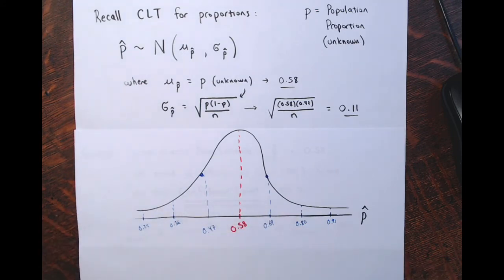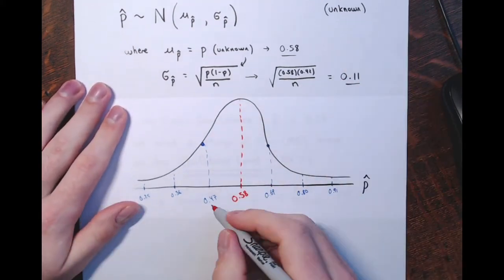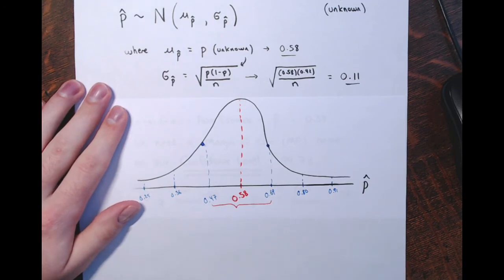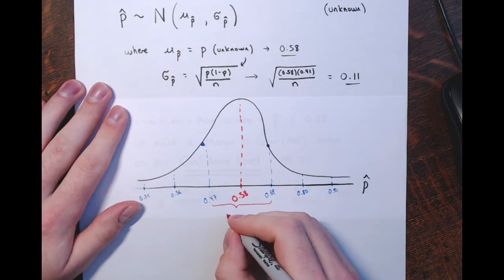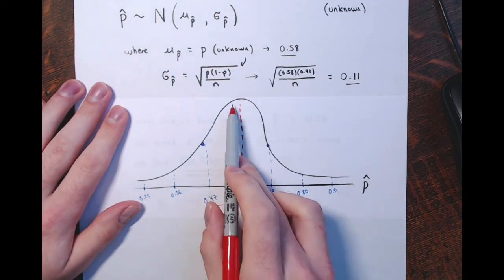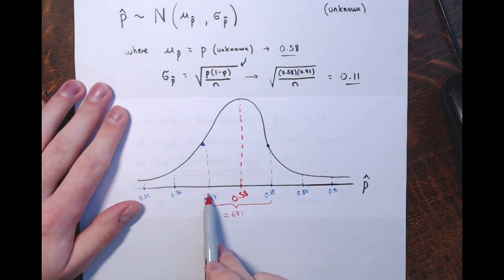And if you recall the empirical rule, it stated the following: within 1 standard deviation of the middle, within 1 standard deviation of the mean, so between 0.47 and 0.69, was approximately 68% of the entire area. If I took the area under the curve between 0.47 and 0.69, that area would be about 0.68, about 68%.